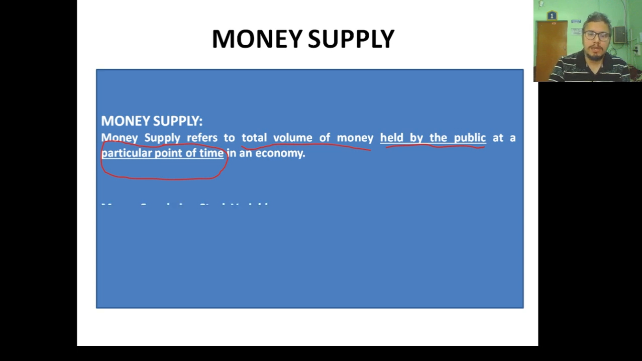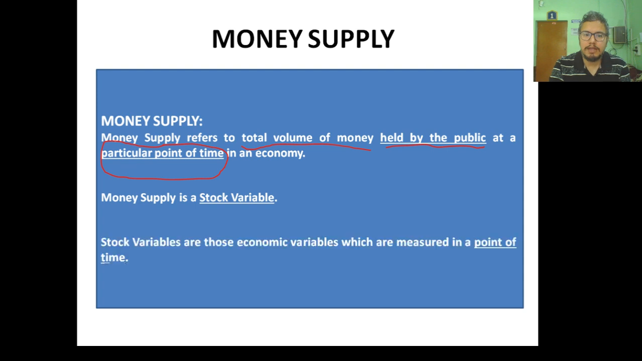Now money supply is a stock variable, and stock variables are those economic variables which are measured at a point of time. As we have already seen in the definition, it is the total volume of money held by the public at a particular point of time. Since it is being measured at a point of time, it is automatically a stock variable. In order to understand the difference between stock variable and flow variable, let us discuss an example, then you will be able to understand the meaning of stock and flow.